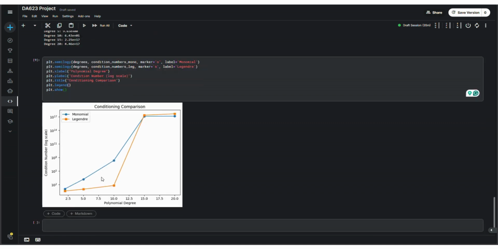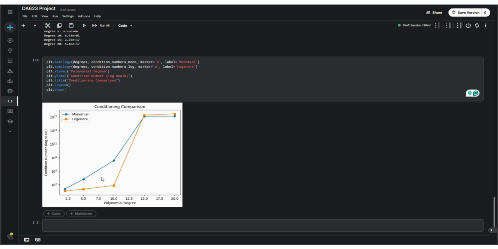Just to summarize this whole project in this demonstration, what we have seen is that high degree polynomial regression using the monomial basis leads to severe ill-conditioning, and the condition number of X transpose X grows rapidly, which amplifies the noise. It also produces unstable oscillation. By switching to an orthogonal basis such as the Legendre polynomials, we significantly improve the numerical stability. The least squares method itself remains mathematically sound. However, the choice of the basis determines whether the computation is stable or unstable.